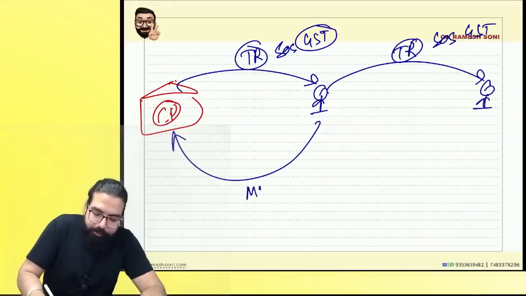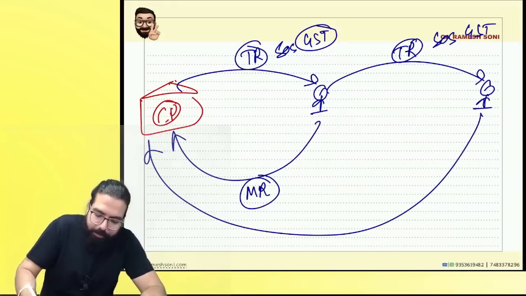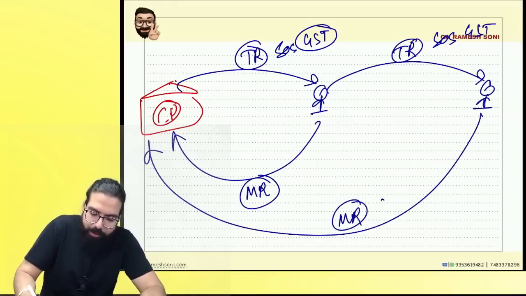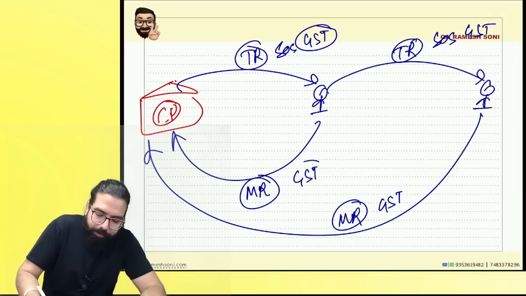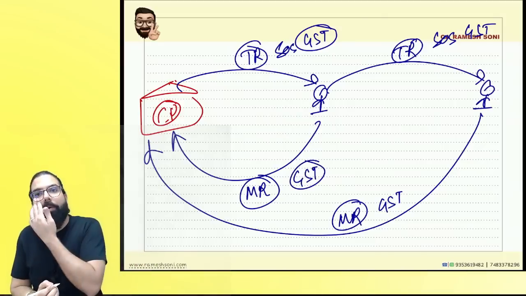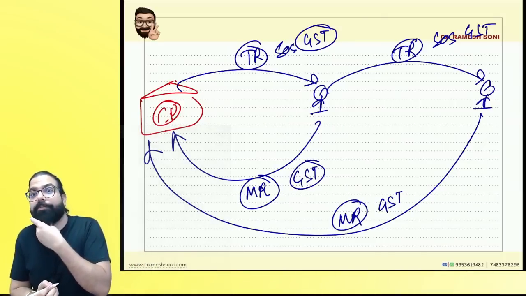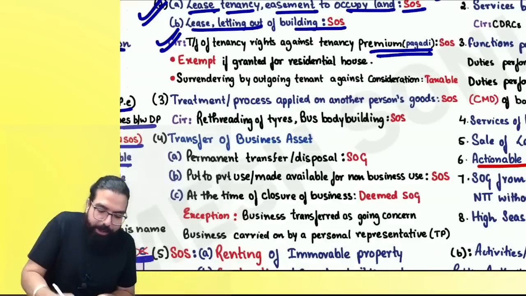Monthly rent, commercial property, GST will come. Are we clear, everyone? Can I go ahead? Anyone, any doubt till here? Chalo. Everyone over here now.